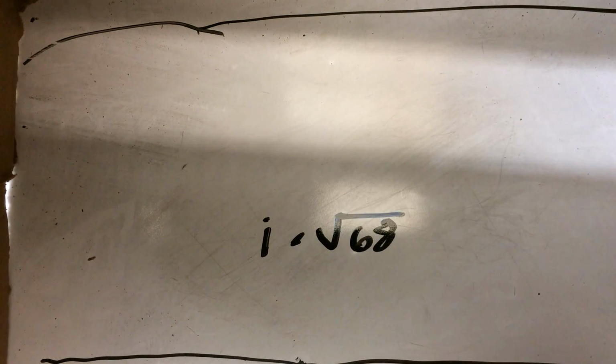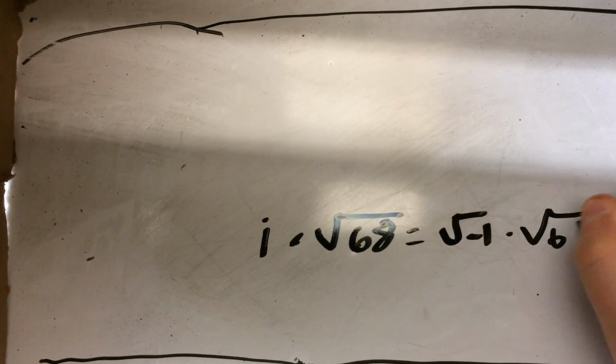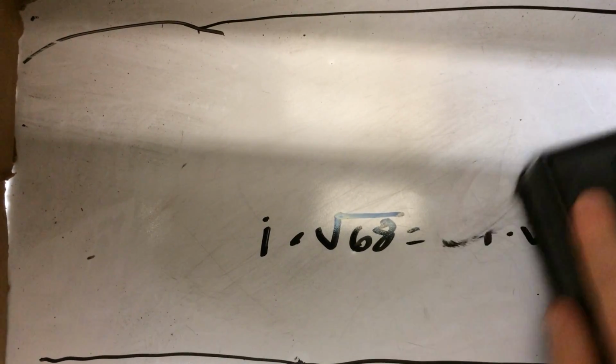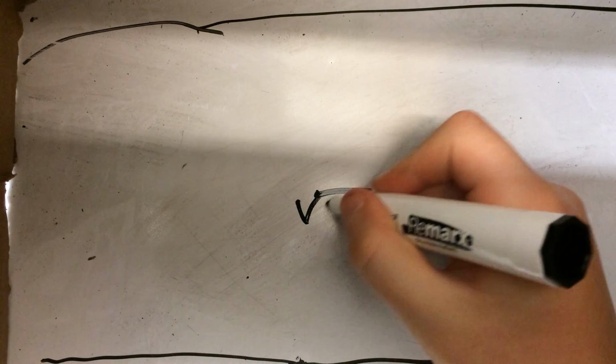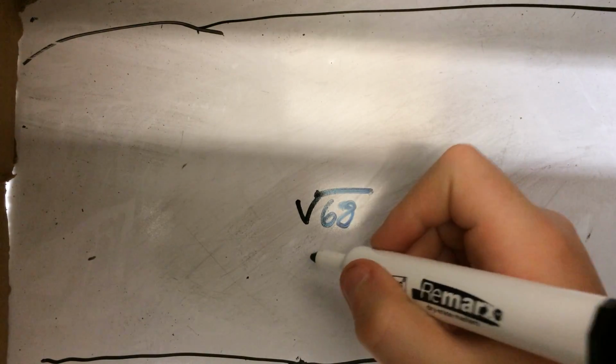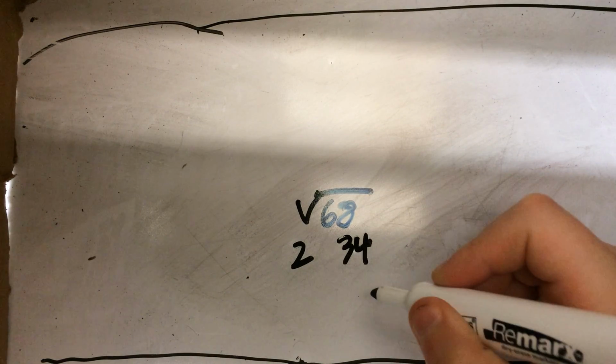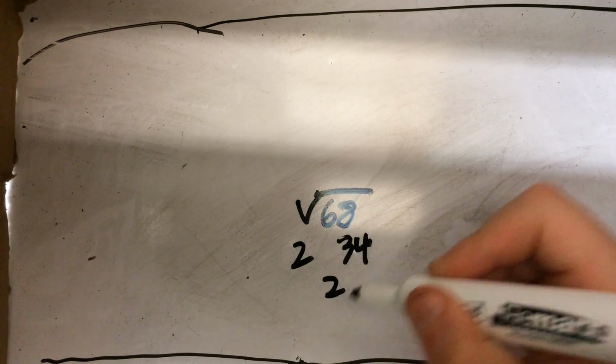i times the square root of 68, which is equal to the square root of negative 1 times the square root of 68. So now we can ignore this for now. Right now, we're just going to take away the i and look at the square root of 68. First thing we're going to do is look for any square roots residing inside of this number. So 68 can be split up into 2 times 34. 34 can be split up into 2 times 17.